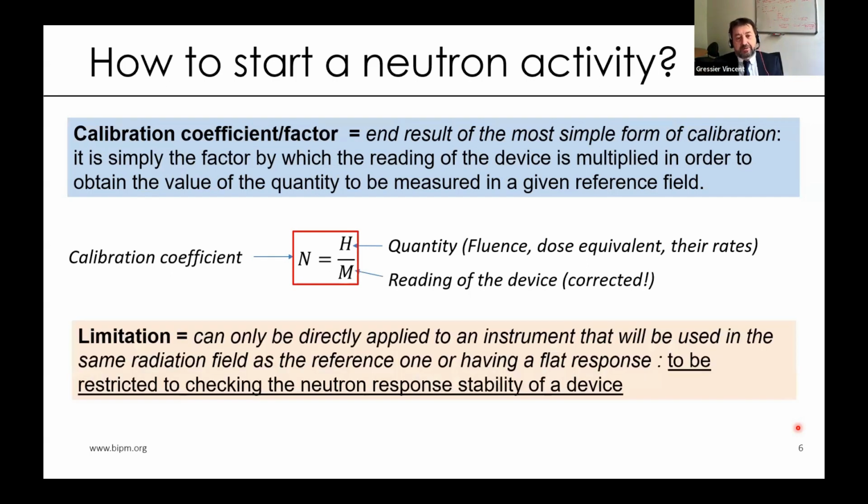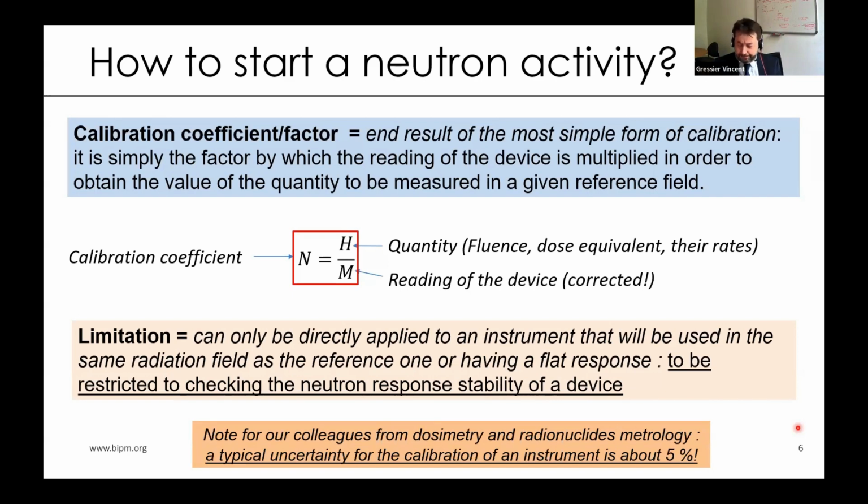The limitation is that we can only use this calibration coefficient if the instrument is used exactly in the same radiation field where it has been calibrated, or if you have an instrument with a purely flat response. So in the end, such a calibration coefficient and factor should be restricted to checking the neutron response stability of a device and not to fully validating it.